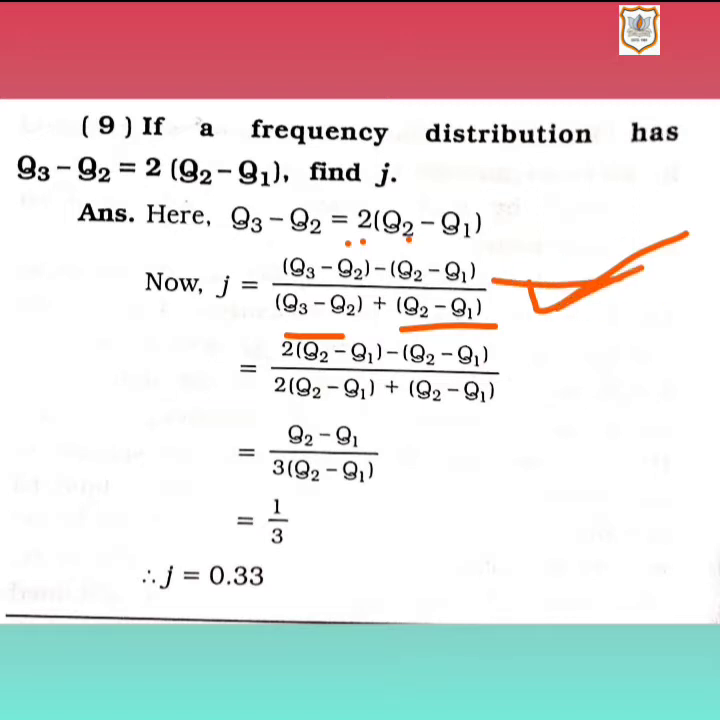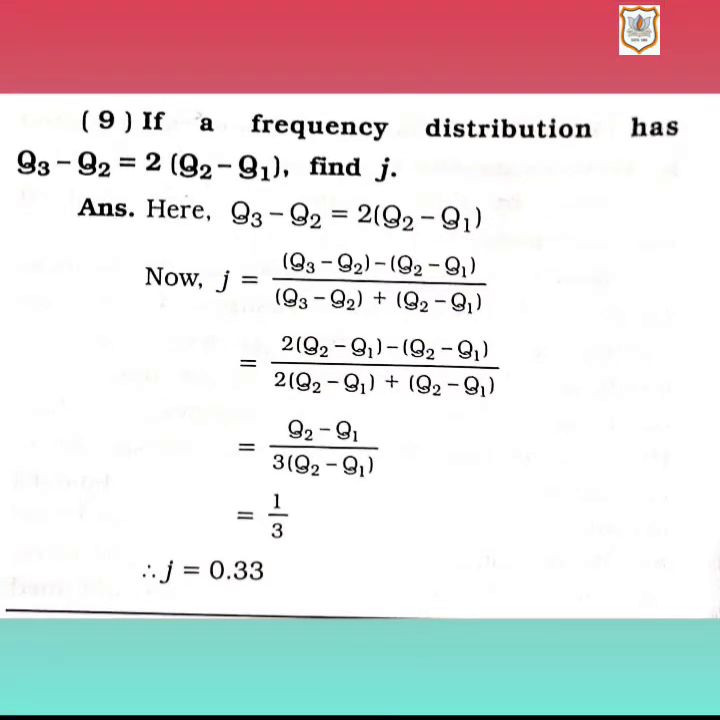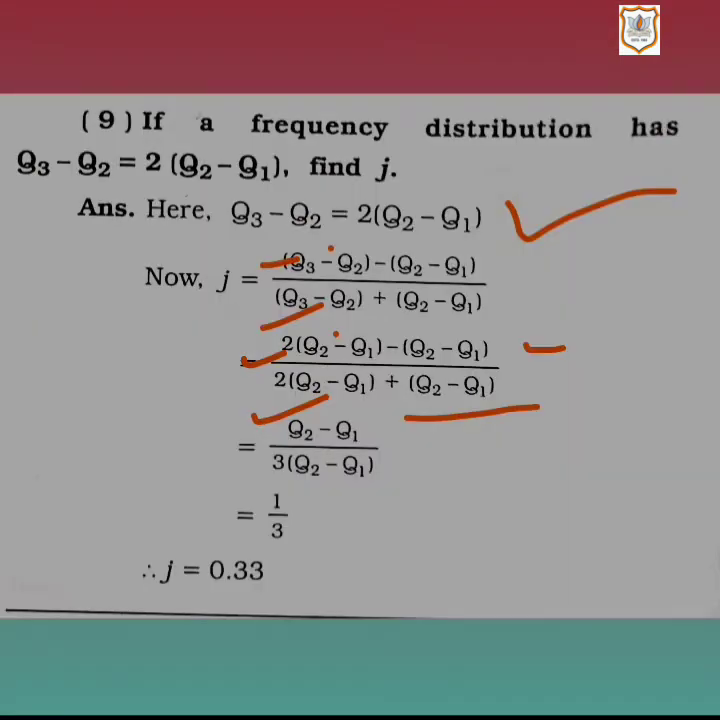Now here in the question it is given Q3 minus Q2 is equal to 2Q2 minus Q1. So in place of Q3 minus Q2 in the numerator and denominator, I can write 2Q2 minus Q1. See, I have written here 2Q2 minus Q1 minus Q2 minus Q1. Again in the denominator, 2Q2 minus Q1 plus Q2 minus Q1.